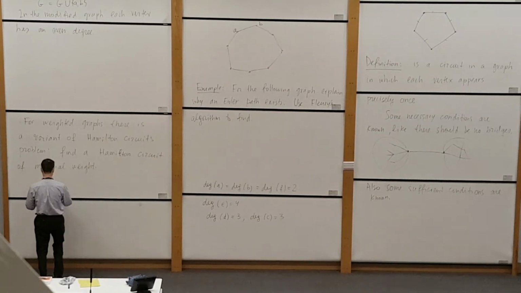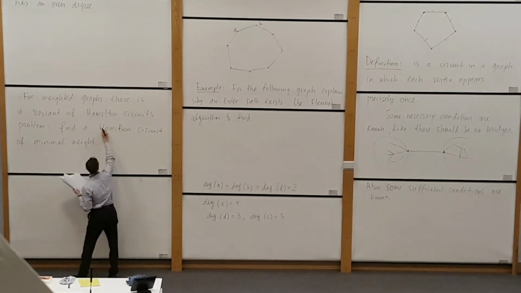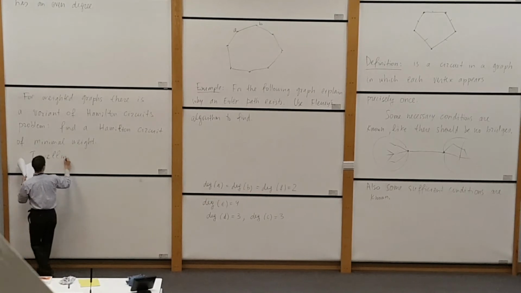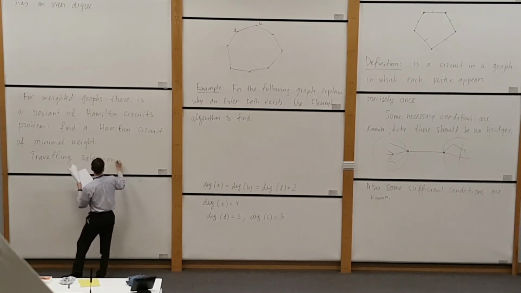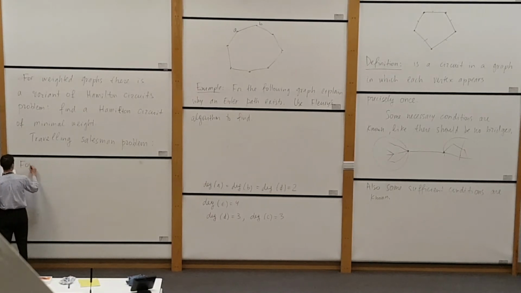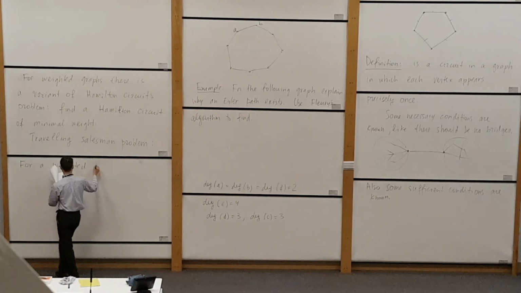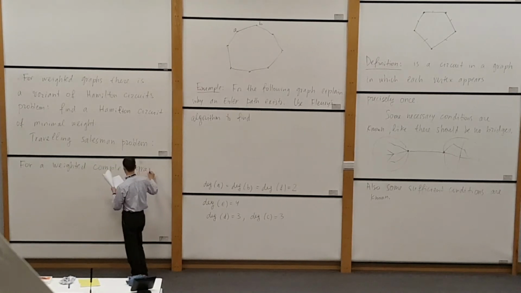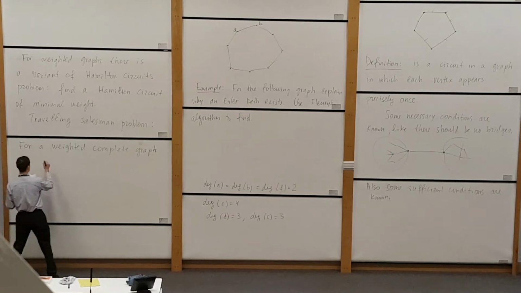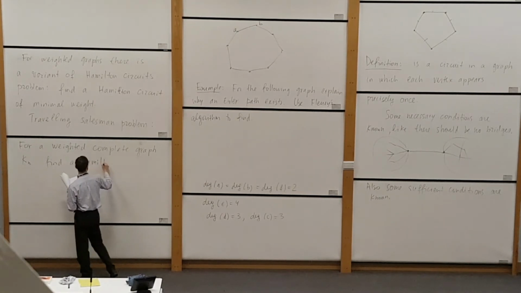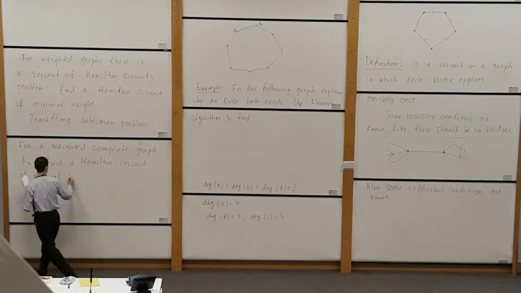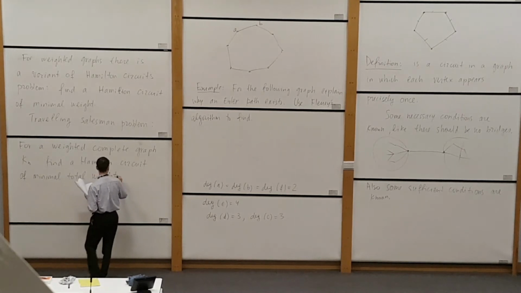A further specialization gives us the traveling salesman problem. The traveling salesman problem says, for a weighted complete graph, and we were denoting the case of n, where n is the number of vertices, find a Hamilton circuit of minimal total weight.